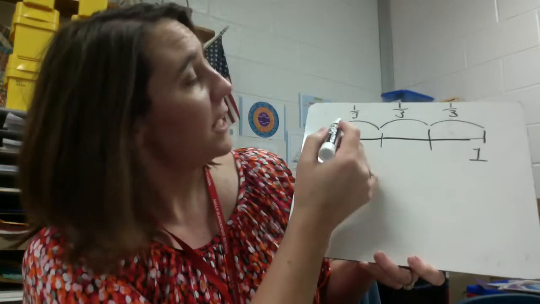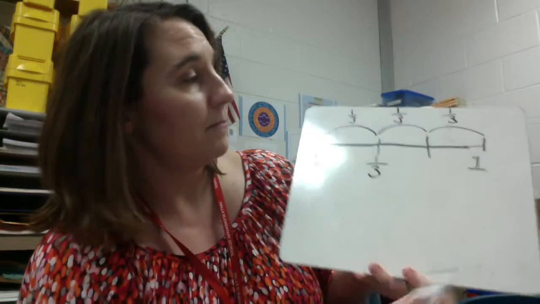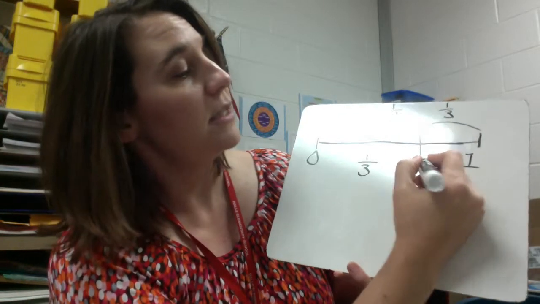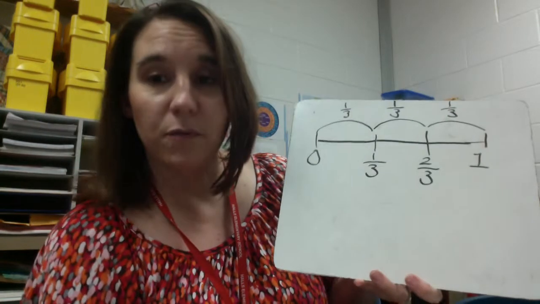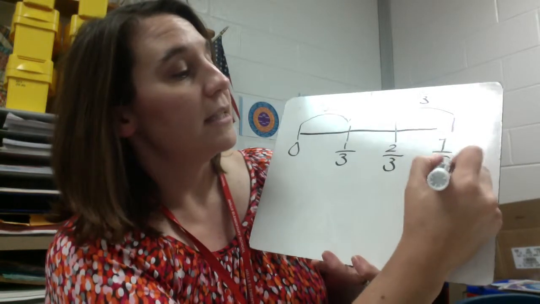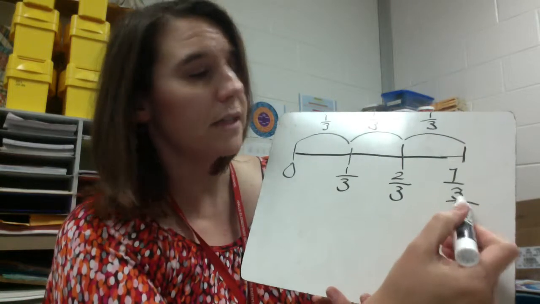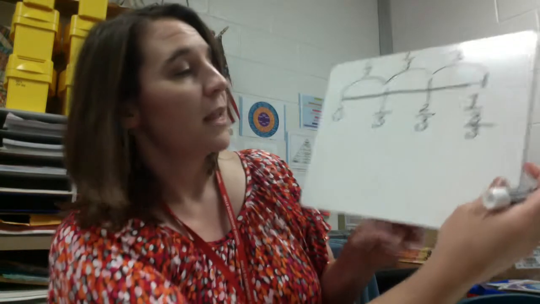And then we know that a jump of 1/3 gets us to 1/3 on the number line. Another jump of 1/3 takes us to 2/3 on the number line. And another jump of 1/3, which is 3 jumps of 1/3, takes us to 3/3 on the number line. And as we've discussed before, we know that 3/3 is equivalent to 1 whole.